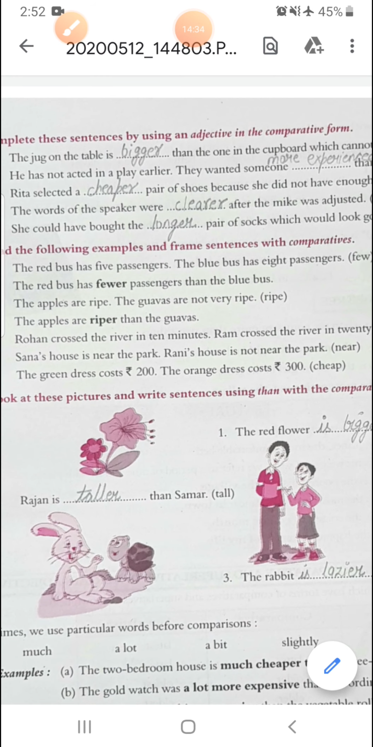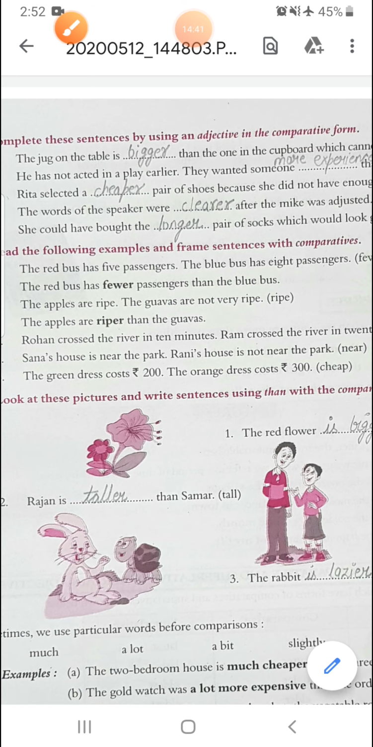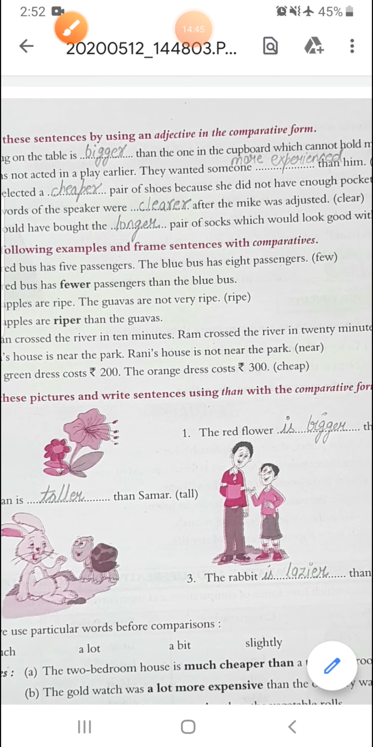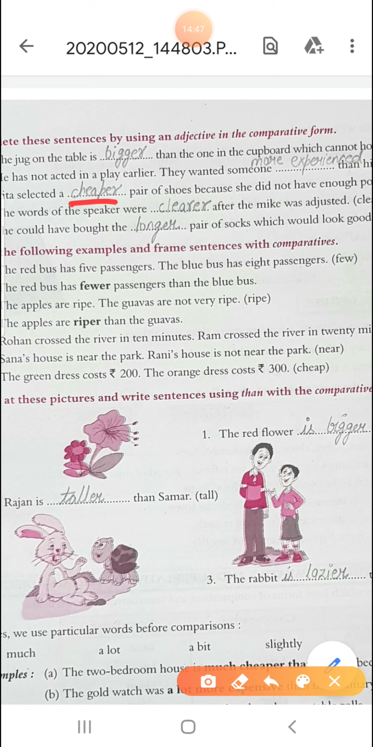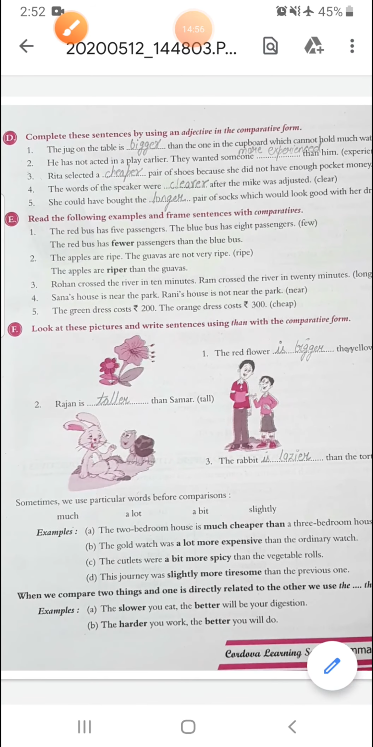So you can see the first one, it becomes bigger. Second becomes more experienced. Third becomes cheaper. Fourth is clearer. Fifth is longer. I hope this is clear.